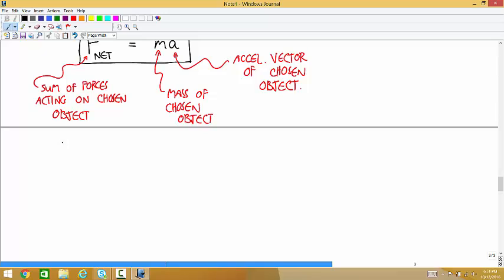Okay, so there's two important things to keep in mind here. The first is, of all the equations that we have and will use in this class, this is the most important one. So Newton's second law is the most important equation in this class.